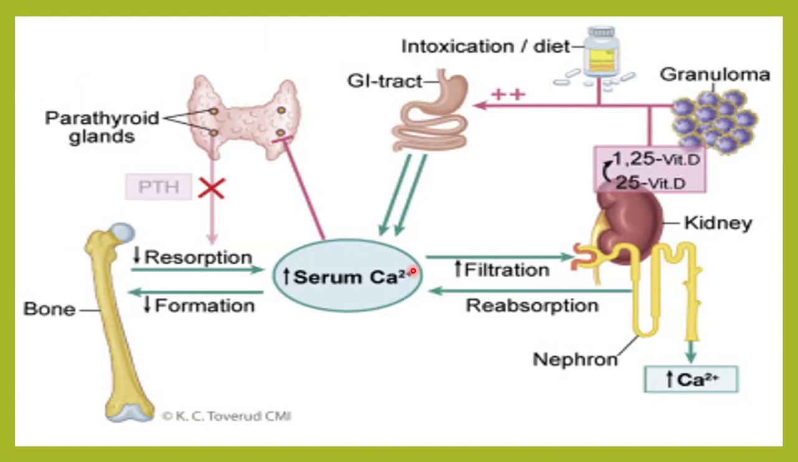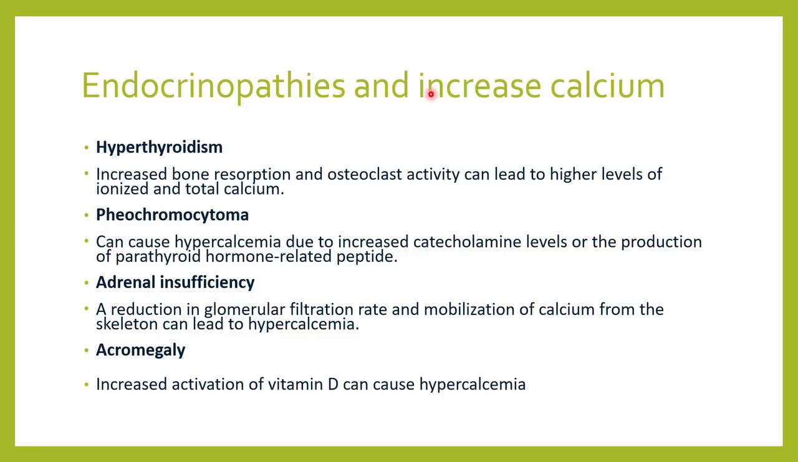Some other factors also can increase the level of serum calcium, like calcium intoxication. Increased calcium in the diet sometimes can cause an increased level of calcium in the serum. There are a few endocrinopathies. For example, hyperthyroidism. Whenever the level of thyroid hormone increases, there is increased bone resorption and osteoclastic activity, which will cause increased calcium. Pheochromocytoma. Pheochromocytoma is a tumor where there is an increased level of catecholamines.